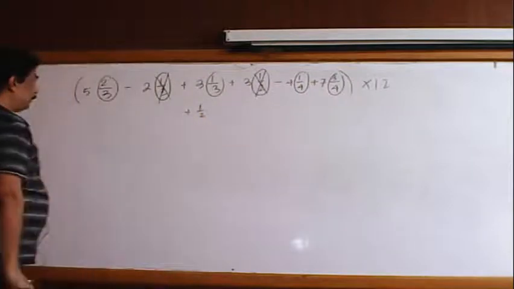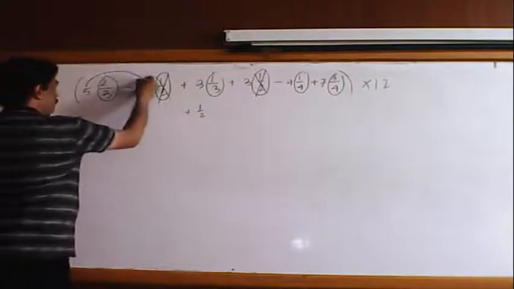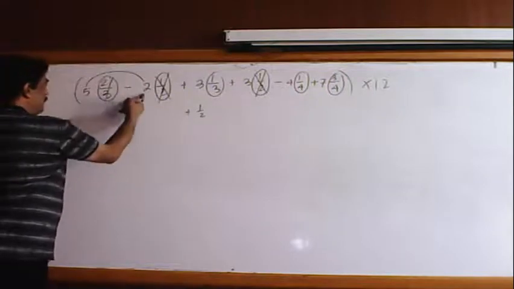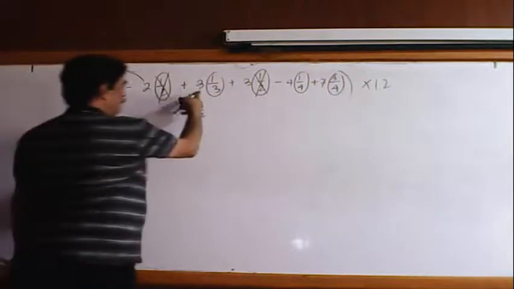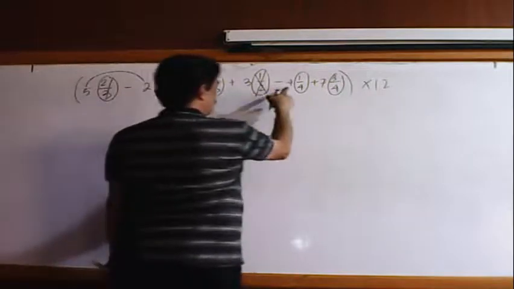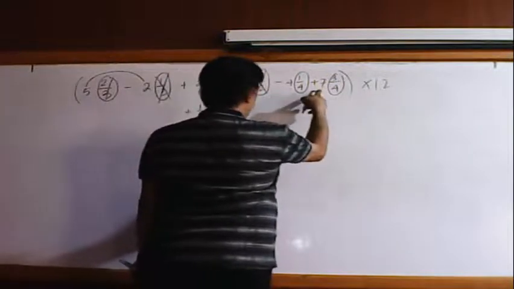So now calculate. 5 minus, this cancels. 5 minus 2 is 3. 3 plus 3 is 6. 6 plus 3 is 9. 9 minus 4 is 5. 5 plus 7 is 12. 12 into 12, 144.